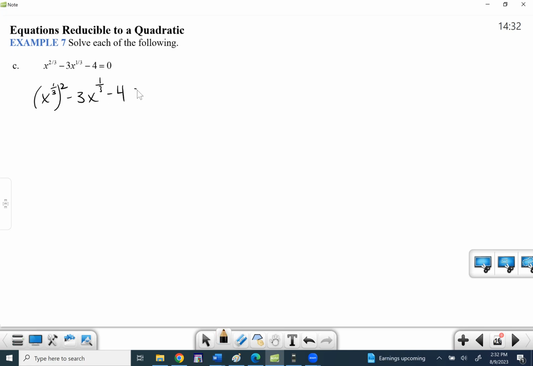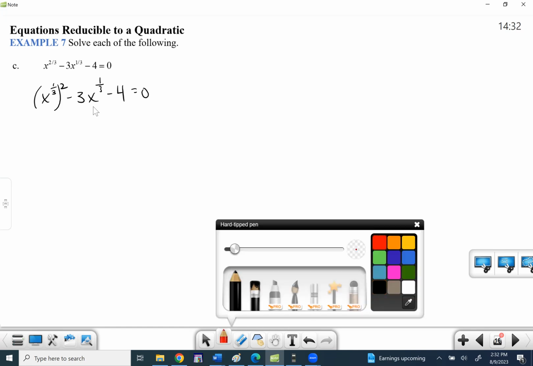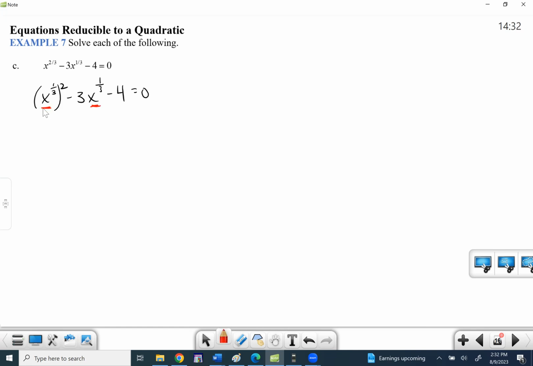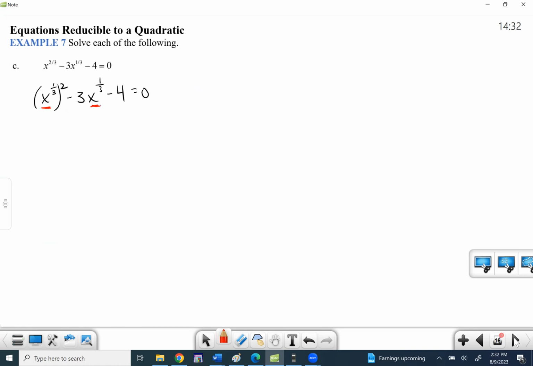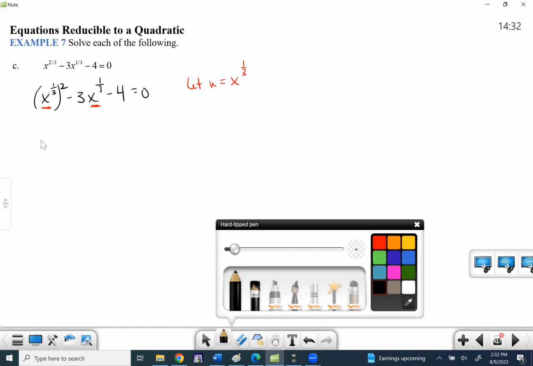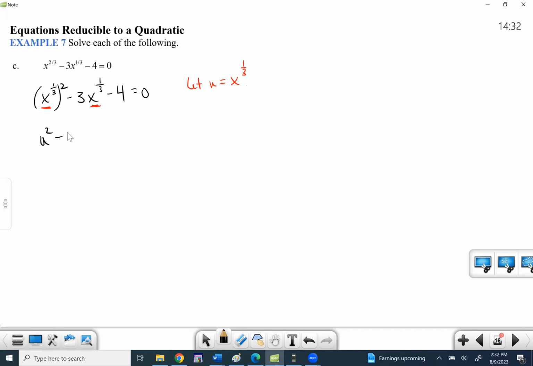There we go. All right, so this middle one's an x to the 1/3, and what's inside the parentheses is x to the 1/3. They have to match, just like on our last one. The middle one was an x squared, so this one has to be an x squared. That's what's going to enable us to make the substitution, right? So we're going to let u equal x to the 1/3 this time, okay? So this will become u squared minus 3u minus 4 equals 0. So we reduced it down to that same polynomial, right?